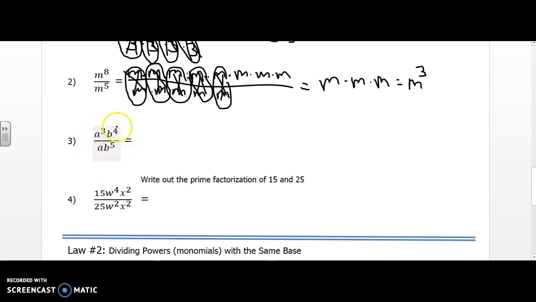Well, again, I can use expansion to try to help me out and see these pairs that I have. In the numerator, I'm going to have 3 a's. Kind of big a's. I'm going to have 3 a's, and I'm going to have 4 b's.